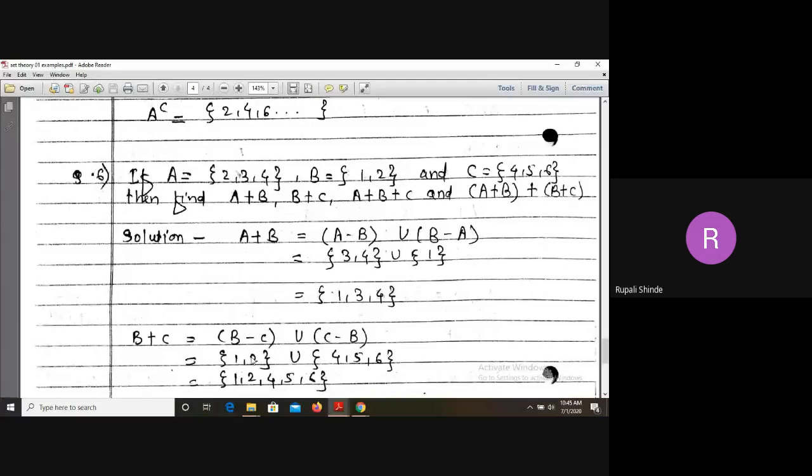Again we have to find out what would be the elements in B minus C. B minus C is the elements that are present in B but not in C. But here there is no such element which is common between B and C. That's why we have to keep these elements in set B. Again we have to apply the definition for symmetric difference, B plus C equivalent to B minus C union C minus B.